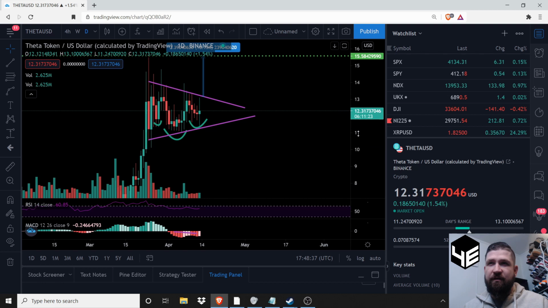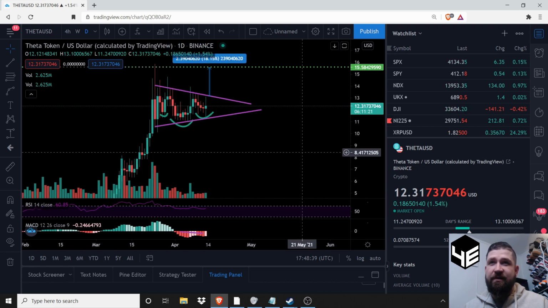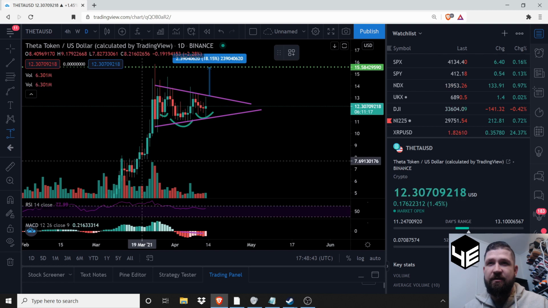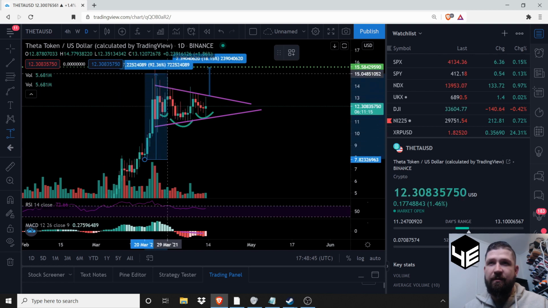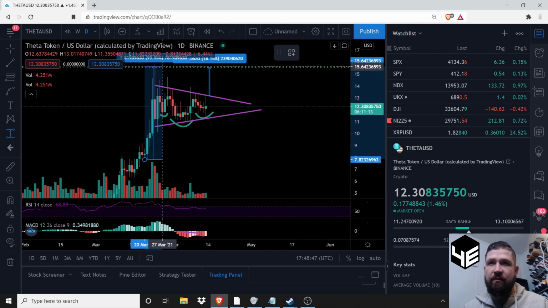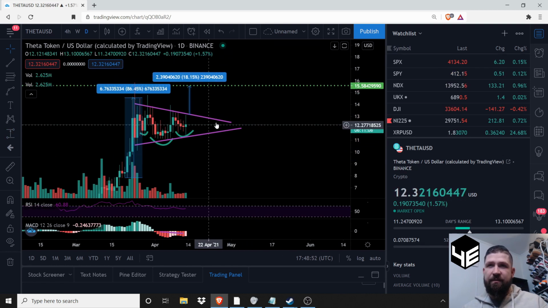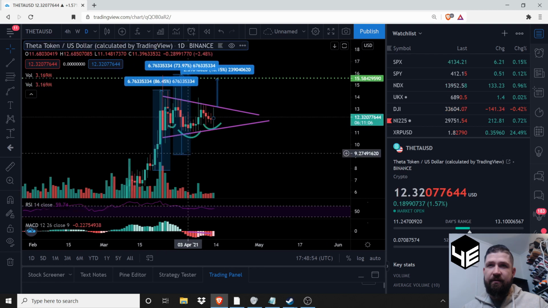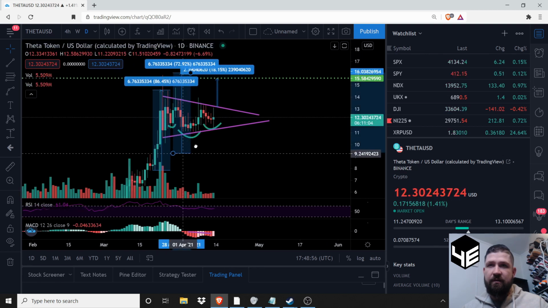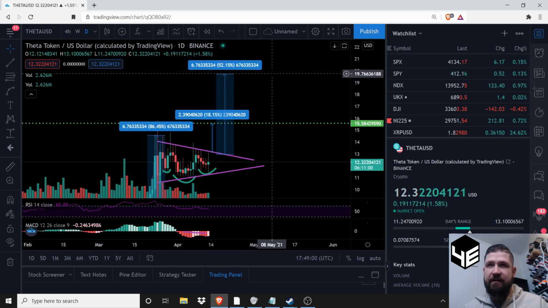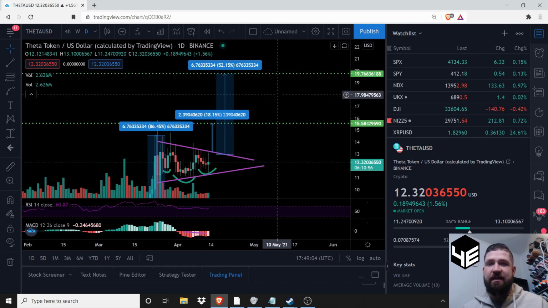Something you can do for flags, another way to find targets, is you measure the flagpole. The way we do that is we go from the last low, which is right there, to the top of the pole, which in this case is right here. Copy paste that, and you put it here. So this could be a secondary bigger target at about 19 bucks. And if it goes up to there, I don't see why it wouldn't go to 20, because that's a psychological resistance as well, you know what I mean?